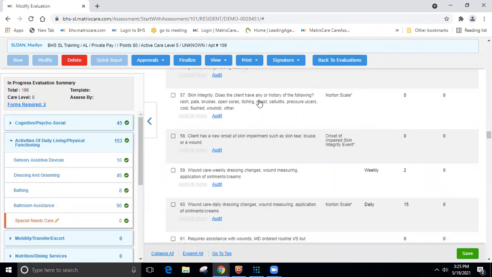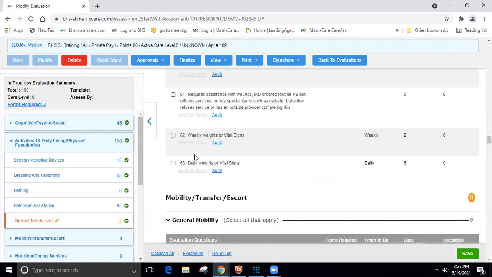This is skin integrity. So if they do have a history of pressure ulcers and wounds, we might want to do a Norton scale on them. If they have a new onset of a skin impairment, and we're opening the evaluation because it's a change of condition, so it's a pretty significant wound, and we're looking at mobility and toileting, and we're changing services, then I would check number 58. And of course, this skin integrity event would then click open.